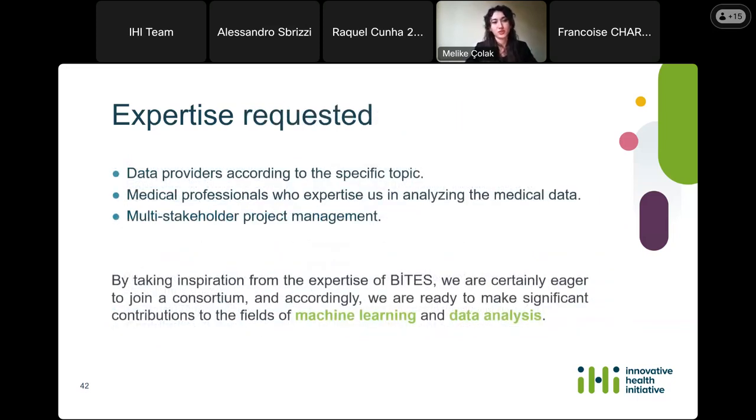So, expertise request. We need data providers according to the specific topic, and medical professionals who can help us in analyzing the medical data. And the last one is multi-stakeholder project management. To summarize, by taking inspiration from the expertise of BITES, we are certainly eager to join a consortium, and accordingly, we are ready to make significant contributions to the fields of machine learning and data analysis.